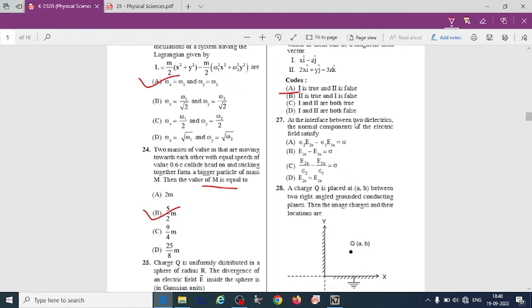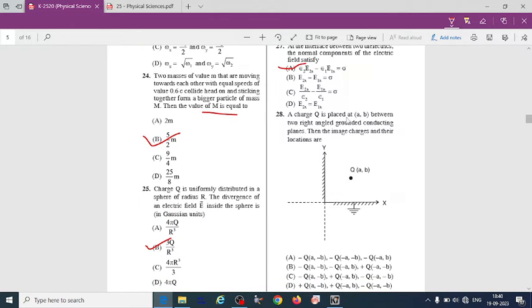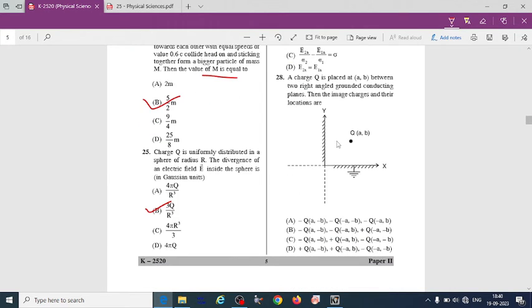At the interface between two dielectrics, the normal component of the electric field satisfies option A, epsilon 2 E2n minus epsilon 1 E1n. A charge q is placed at A, B between two right angled grounded conducting planes. Then the image charges and their locations are... So charge q is placed at A, B. The correct option is B.